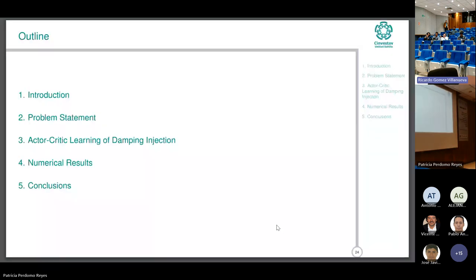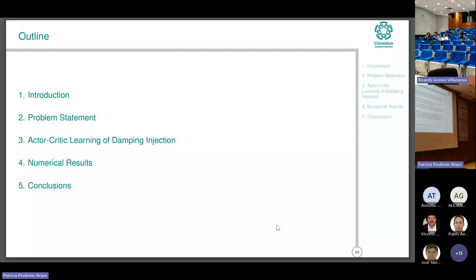The outline of this paper is divided in five sections. In the first section, we explore the main fundamental theory that we need to know in order to understand the problem statement. And then in the third section, we talk about the control scheme that we are proposing, the actor critic learning of damping injection. And after that, the numerical results and conclusion are presented.